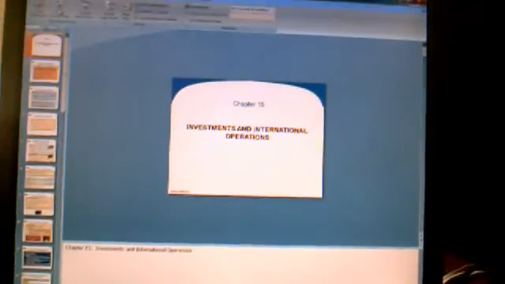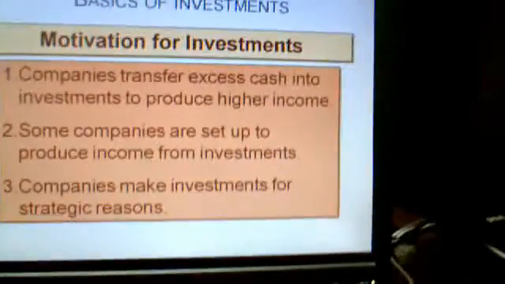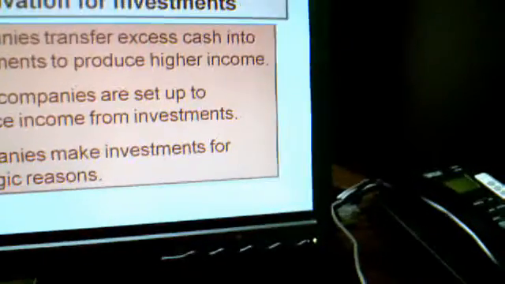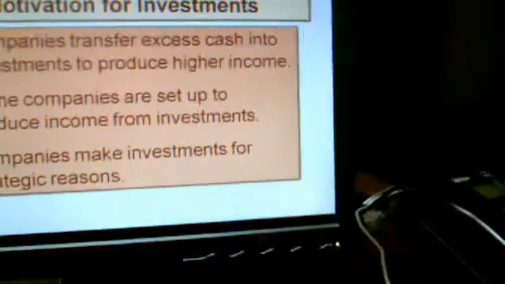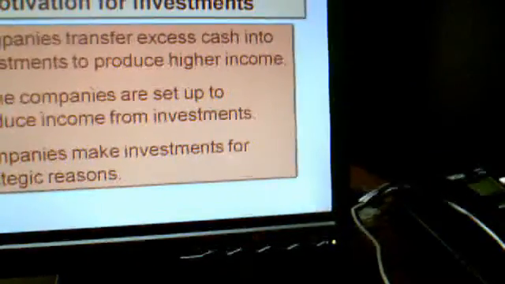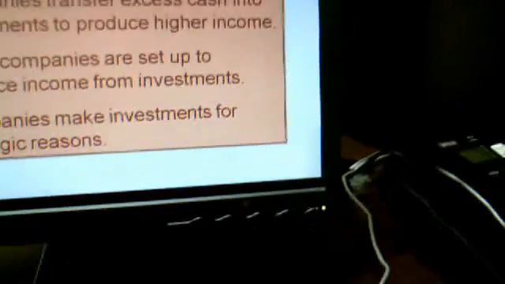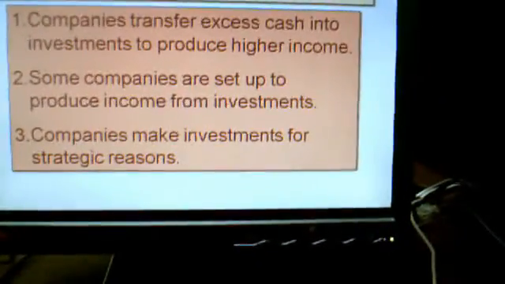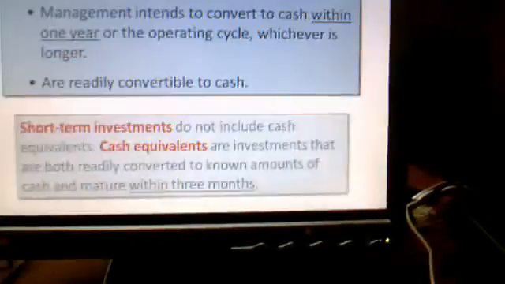So let me start by saying this is chapter 15, investments in international operations. The big thing to know with this chapter is there's different rules or accounting for different types of investments. There's different motivation for investments. Obviously, trying to produce high income for the company, and so they make these investments for various different reasons. Part of which could be because they have excess cash right now, and they want to make some income on that cash, and so they'll make investments.